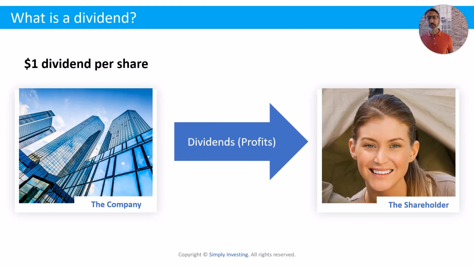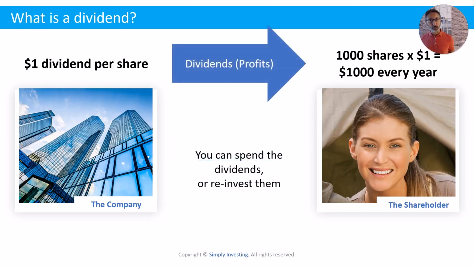So in this example, if a company is paying a dividend of $1 per share and you own 1,000 shares, you'll receive $1,000 every year for as long as you own those shares and as long as the company continues to pay the dividend. You can spend the dividends if you want, or you can reinvest them. It's entirely up to you. The money gets deposited automatically into your stock trading account.